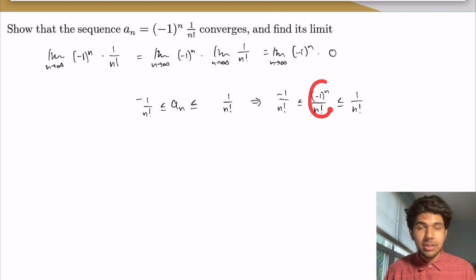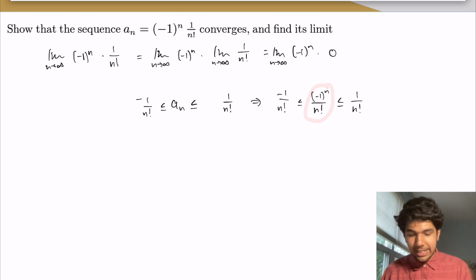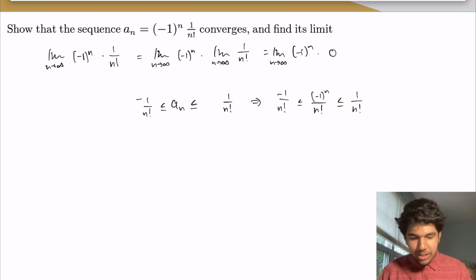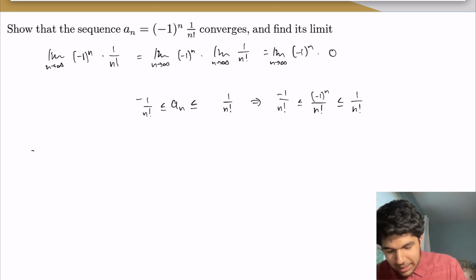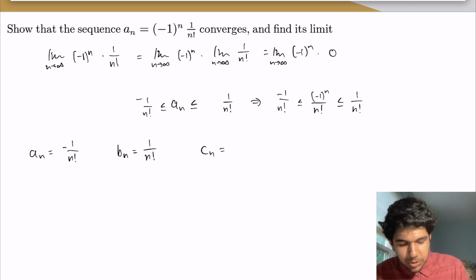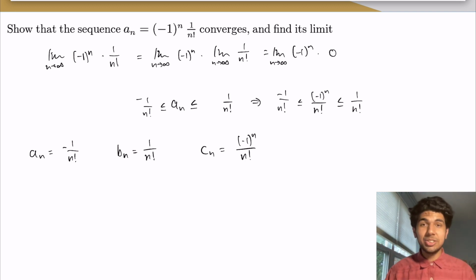Because we know computing the limit of this is kind of hard, but now we know for all values of n, this term, which is a sub n, falls in between these two values. So in fact, let's give new names to these sequences. Let a sub n be equal to negative 1 over n factorial. Let b sub n equal 1 over n factorial. And let c sub n equal (-1)^n over n factorial. What we're going to try to do now is use the squeeze theorem.